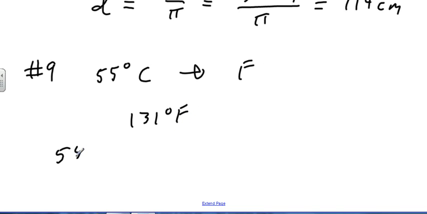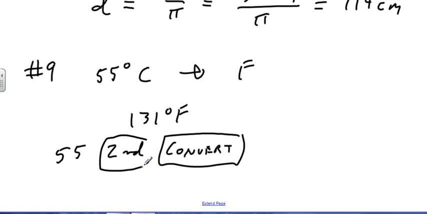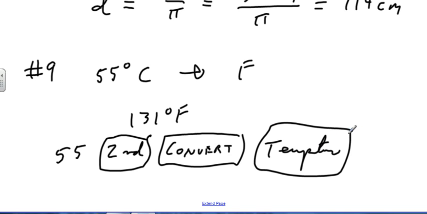I put in the number, I go second function convert, and the convert key is the 8. The 8 key is the convert key. There's blue writing above the 8 that says convert. Oh, I got it. Exactly. And then I move to temperature. If I could spell temperature. I move to temperature, and then I go degrees centigrade to degrees Fahrenheit, and then I hit enter, and I get the right number. Now, why are we doing that?